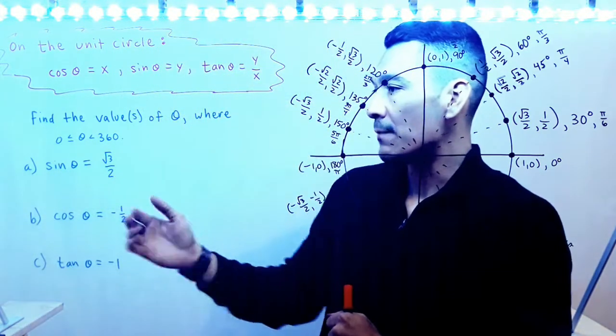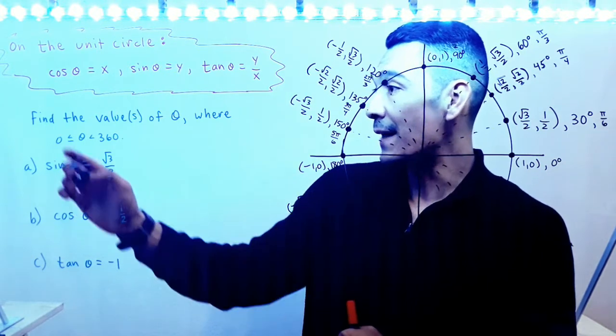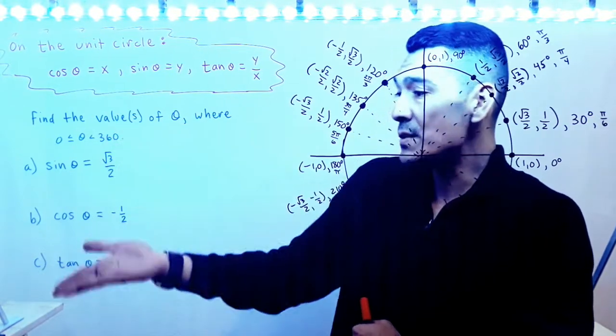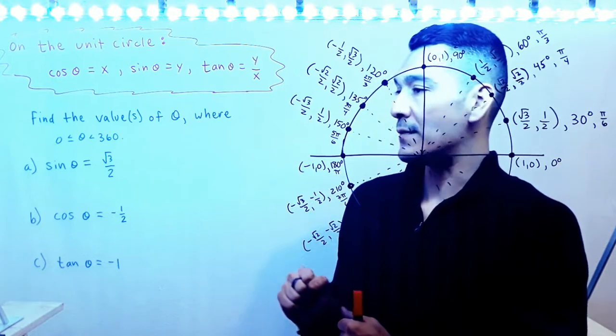So look at part A. Sine of theta equals square root of 3 over 2. The goal is to find theta, find the value or values of theta. The goal is to solve. These are equations. Solve for theta. How? Well, here's one way of doing this.